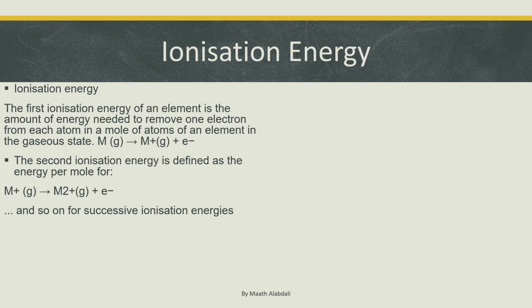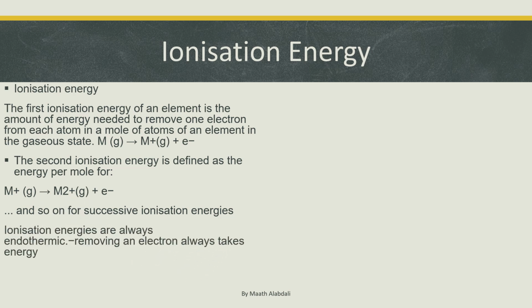And yeah, so on for successive ionizing energy. So if they ask you for the third, just say the amount of energy needed to remove the third electron from each atom in a mole of atoms of an element in a gaseous state. The ionizing energies are always endothermic. Why? Because we are removing an electron, which always takes energy, and that is why it is endothermic.